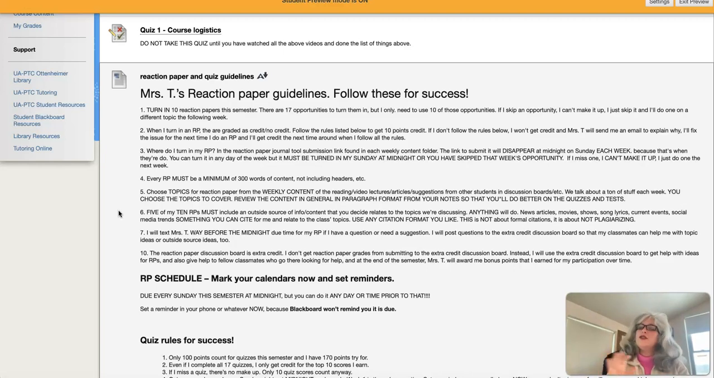So you have to do 10 to get full credit. They're 10 points each. We have 17 opportunities. You choose the 10 of the 17 times that you want to do a paper. A lot of students start off right the very first week and keep going for the first 10 weeks of the semester, and then they take some time off. They put their feet up a little bit toward the end of the semester and don't have to do any more. Whatever you want to do, that's up to you.